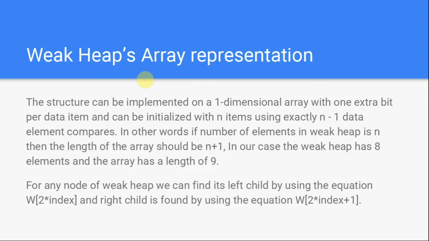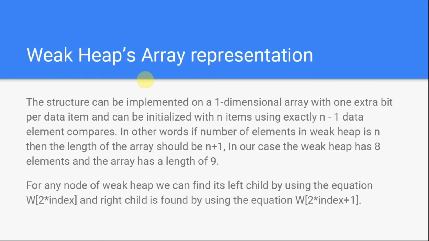How to represent a weak heap using an array? The structure can be implemented on a one-dimensional array with one extra bit per data item, and can be initialized with n items using exactly n-1 data element compares. In other words, if the number of elements in the weak heap is n, then the length of the array should be n plus 1.